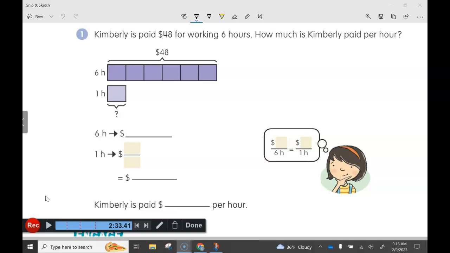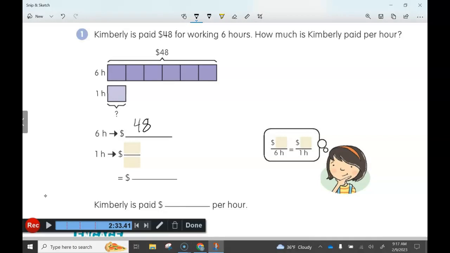Okay, so you can see that you can use a bar model for this type of problem. And what we have here is Kimberly is paid $48 for working 6 hours. How much is Kimberly paid per hour? So it is important to understand that you know how much you get paid per hour. So whenever you ask somebody how much they make an hour and they tell you, that's an example of a unit rate. Okay, so we can see here, and we're going to fill this out together on page 239, 6 hours gives us $48.